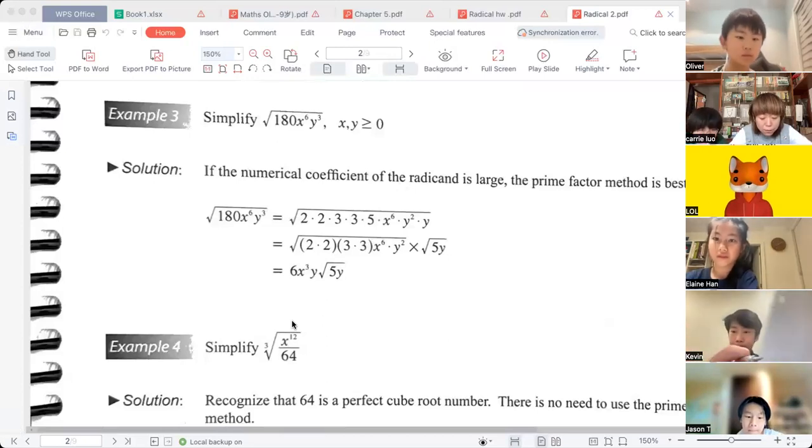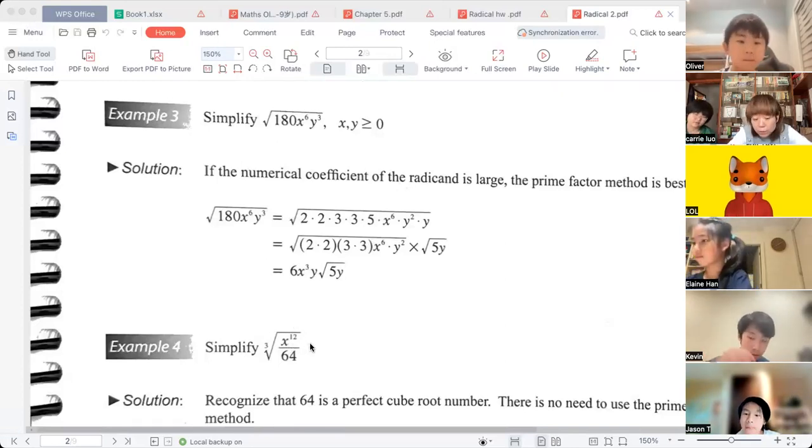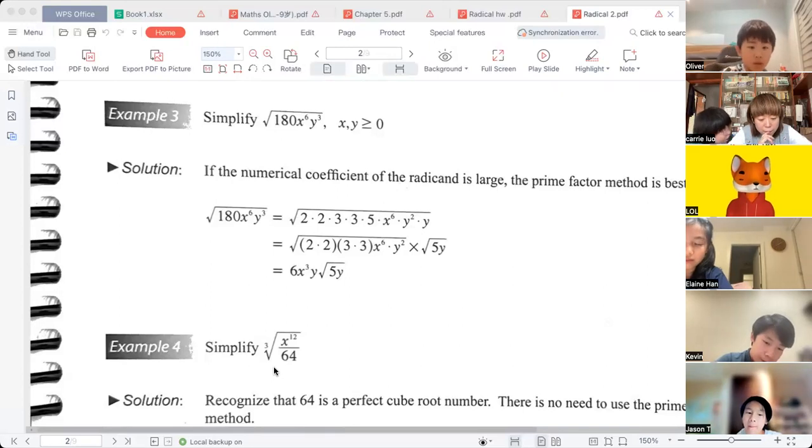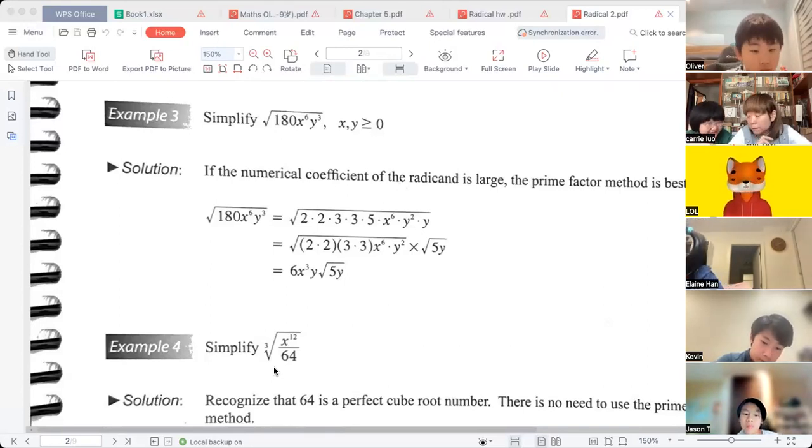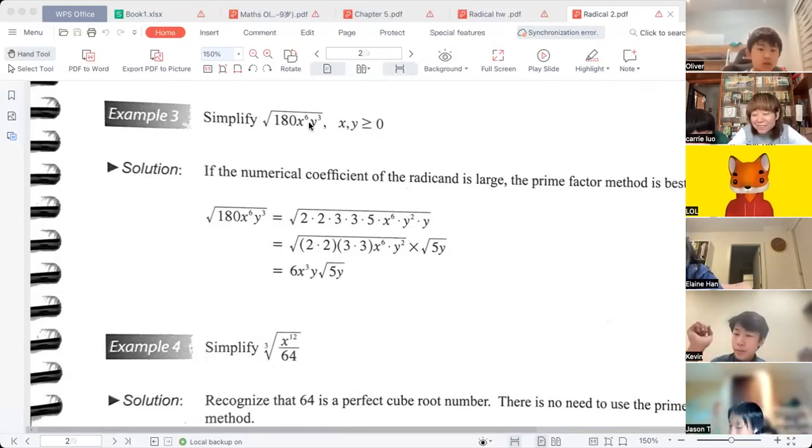Power 3 or power 4? Is that a power 3? Power x power 12. It says now recognize that 64 is a cube number.